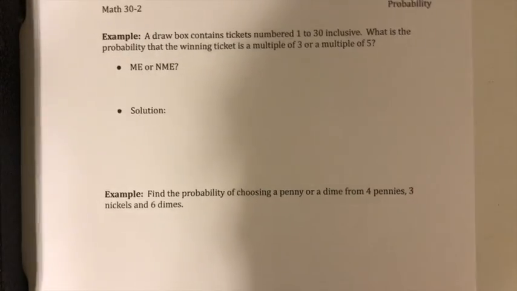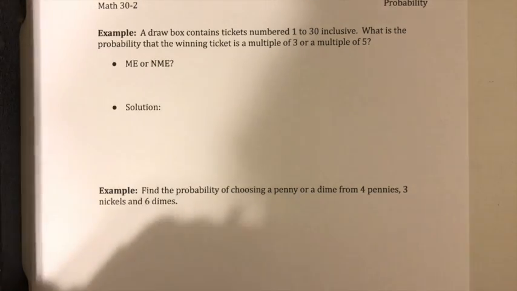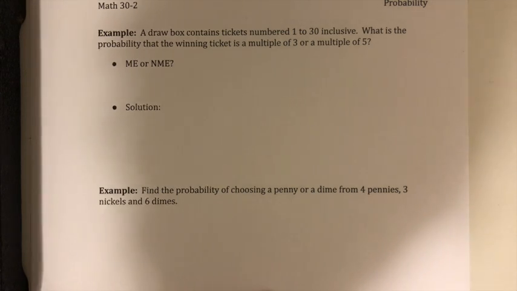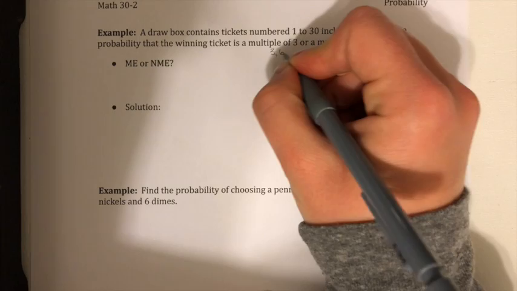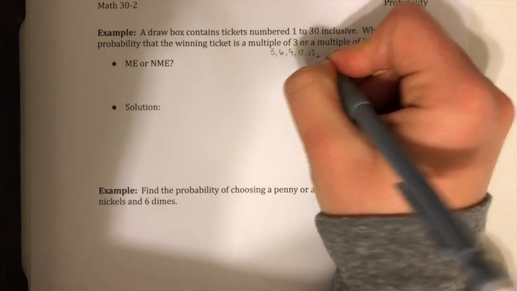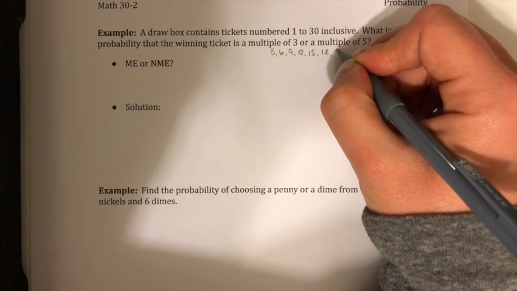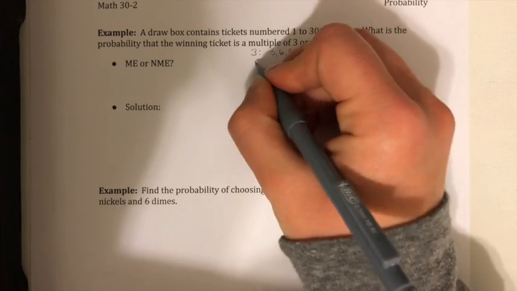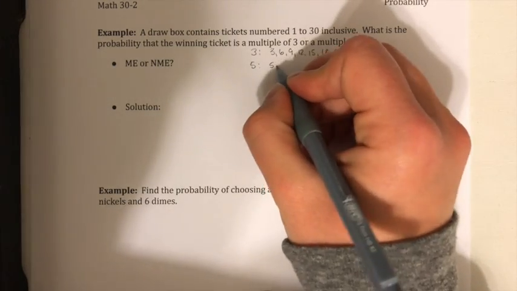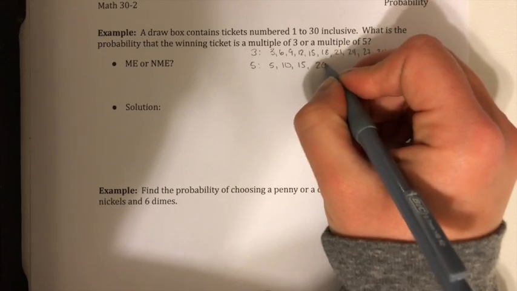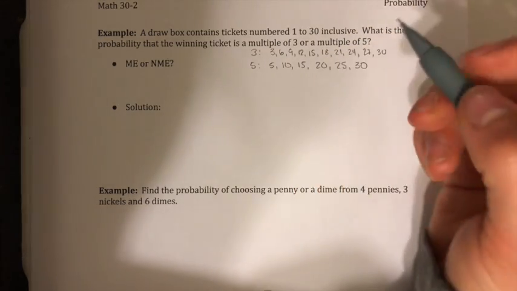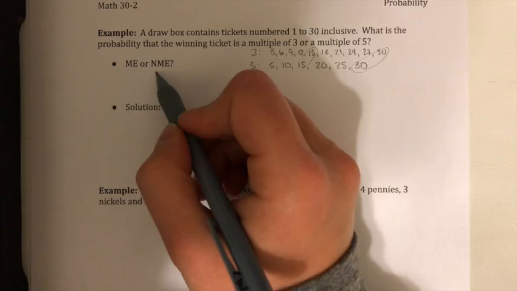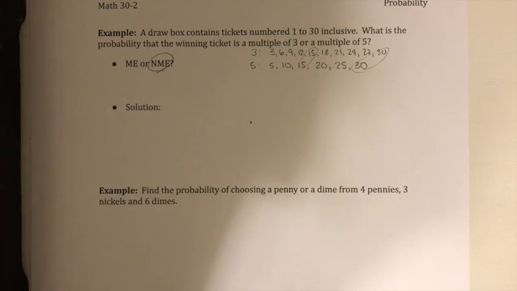Okay, last page. A draw box contains tickets numbered 1 to 30 inclusive. What's the probability that the winning ticket is a multiple of 3 or a multiple of 5? Multiples of 3 would be 3, 6, 9, 12, 15, 18, 21, 24, 27, 30. Multiples of 5 would be 5, 10, 15, 20, 25, 30. What I can see here is that we do have a couple of overlaps, so these would be non-mutually exclusive.